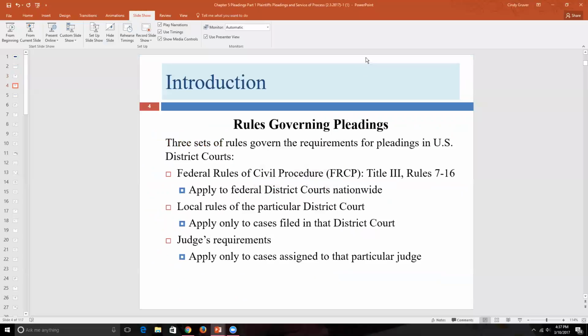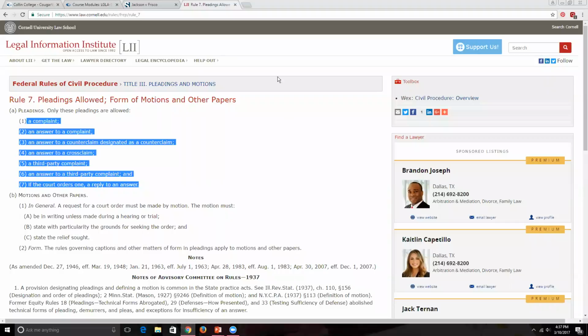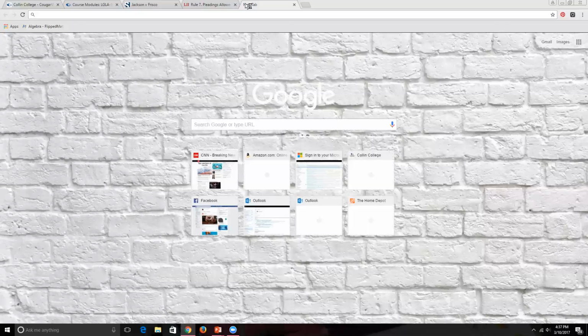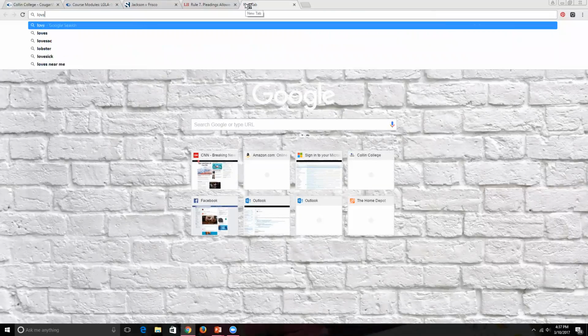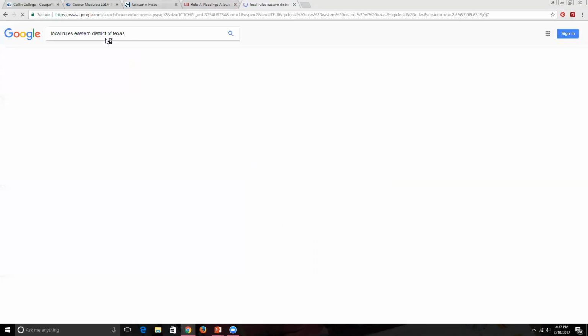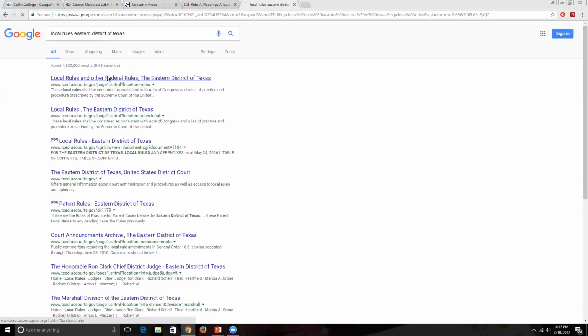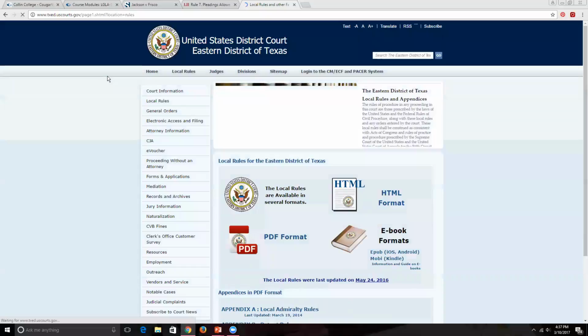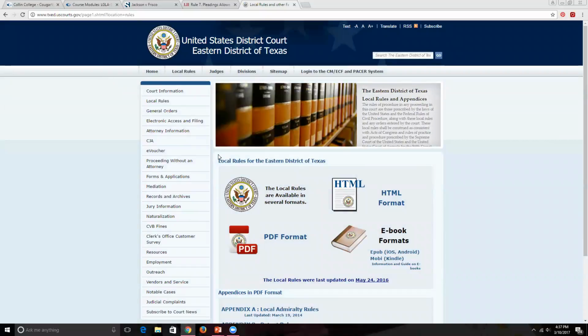Sometimes it's easy in our courses for us not to constantly be showing this to you because we're not actually filing it. I'm just going to type in local rules. We'll go with Eastern District of Texas this time. They're usually really easy to find. As you see, I just pop this open. I'm going to go to the PDF version so you can see what they're like.